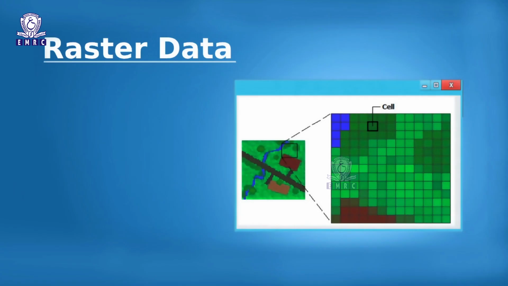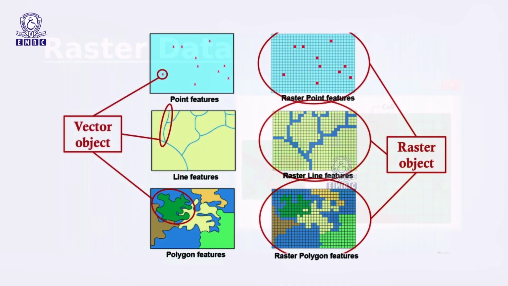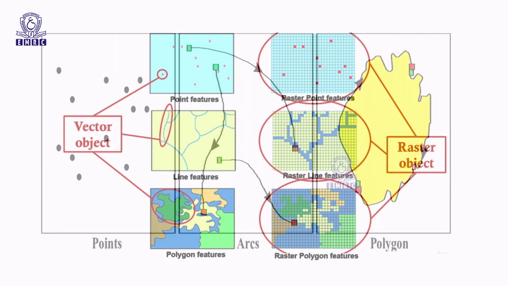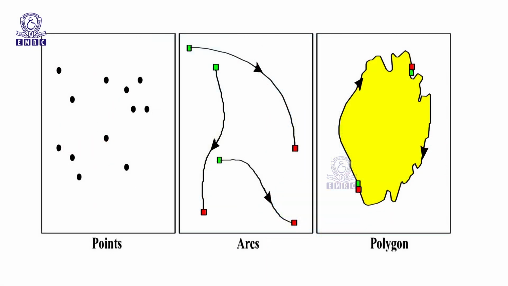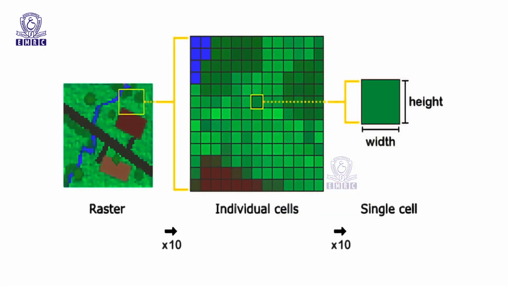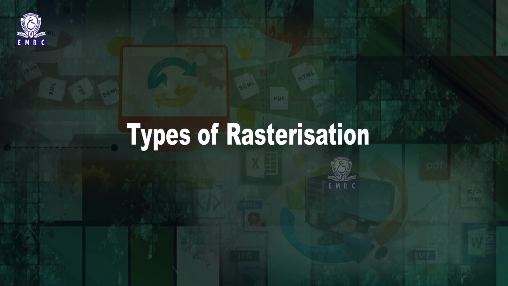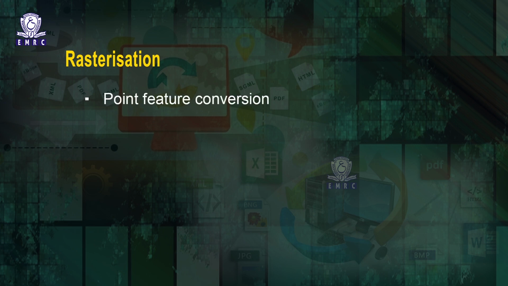Rasterization. Rasterization is the task of taking an image described in a vector graphic format, that is shapes, and converting it into a raster image. Raster image means pixels or dots, for output on a video display or a printer or for storage in a bitmap file format. Types of rasterization. The first type, point feature conversion.